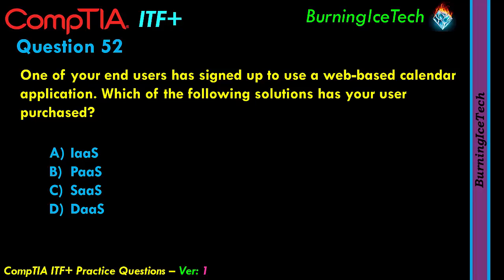So a web-based calendar means this program is installed somewhere else, it's running somewhere else, and it's simply displayed to you, the user, via the internet, possibly via a browser.